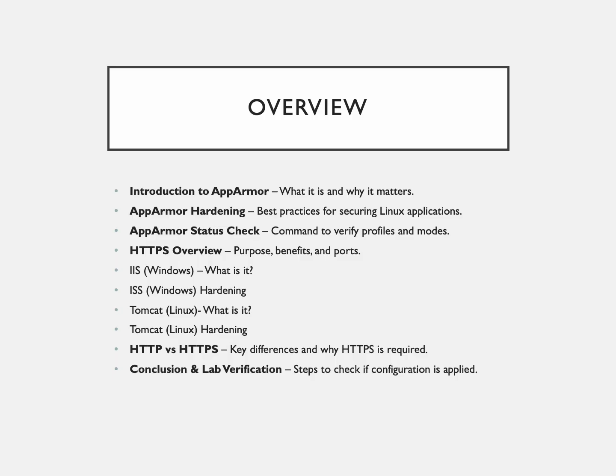All right, and here is a roadmap for this presentation. First, we're going to cover AppArmor and specifically what it is, why it matters, and any hardening recommendations for it. And then we will be looking at HTTPS, also what it is, the differences between HTTP and HTTPS, and how to configure it securely. And then after that, we're going to dive into IIS on Windows and Tomcat for Linux with overviews for each and any hardening recommendations for both. And then finally, I will wrap up with some closing comments.